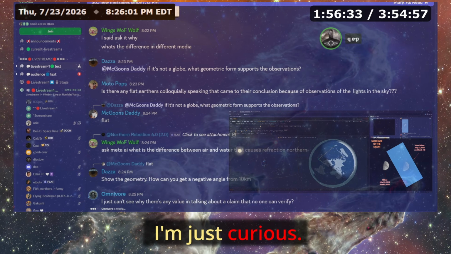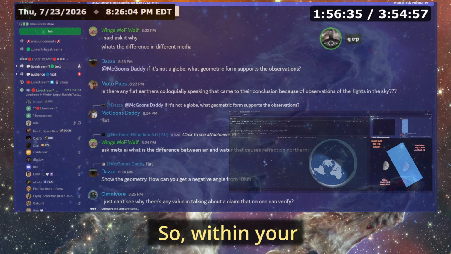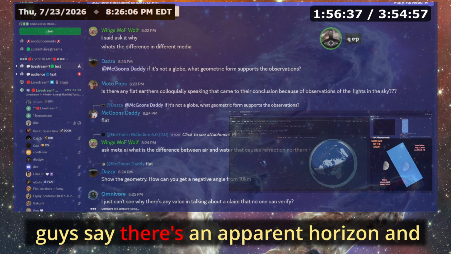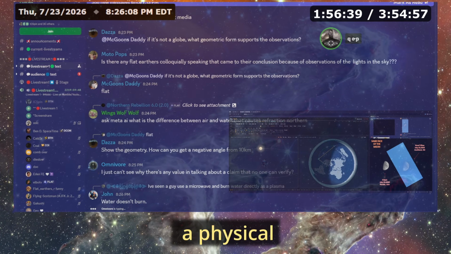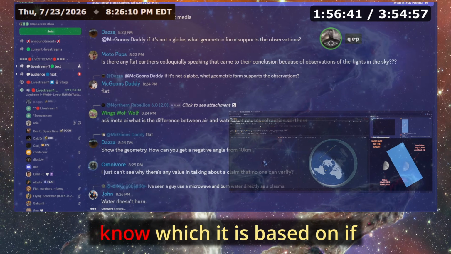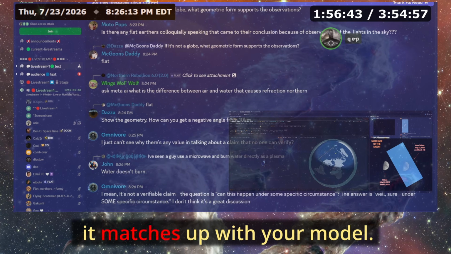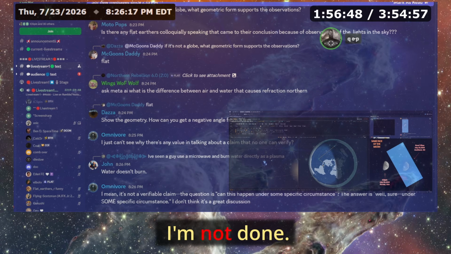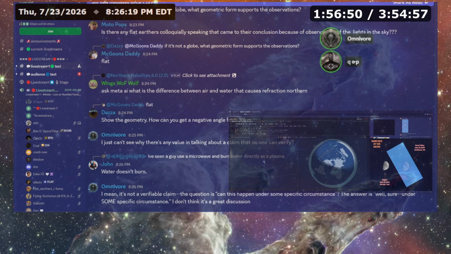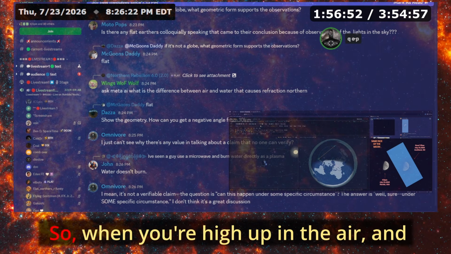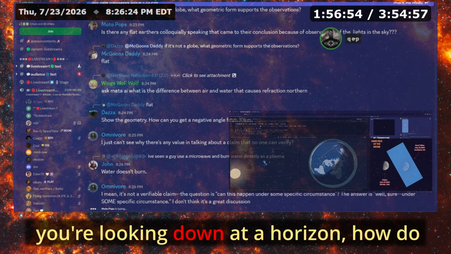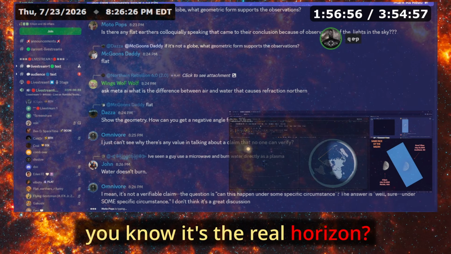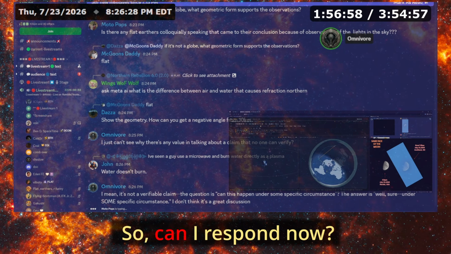Well, I'm just curious. So within your guys' globe model, you guys say there's an apparent horizon and a physical geometric horizon, and you know which it is based on if it matches up with your model. No, so when you're looking, I'm not done. So when you're high up in the air and you're looking down at a horizon, how do you know it's the real horizon? So can I respond now?